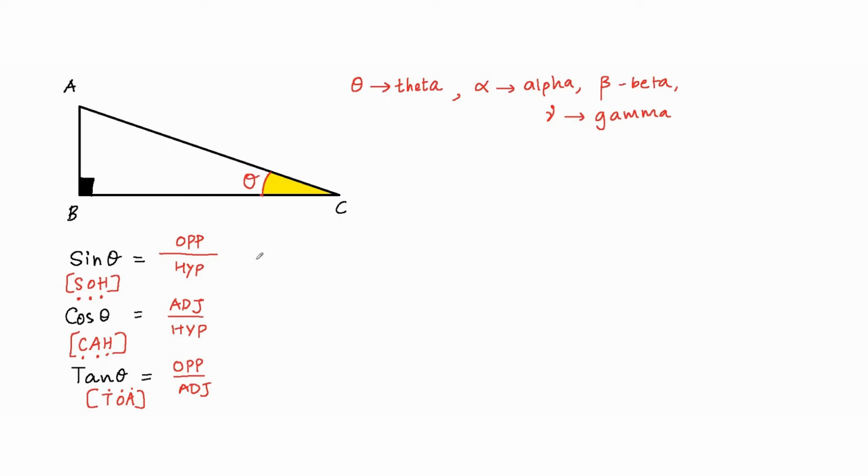So in this case, sine theta is going to be with respect to angle theta. AB is the opposite side and BC is the adjacent side and hypotenuse is AC. So sine theta is going to be given by AB divided by AC. AC is the hypotenuse. Cos theta is going to be BC divided by AC. Tan theta is going to be opposite divided by adjacent, which is AB by BC.